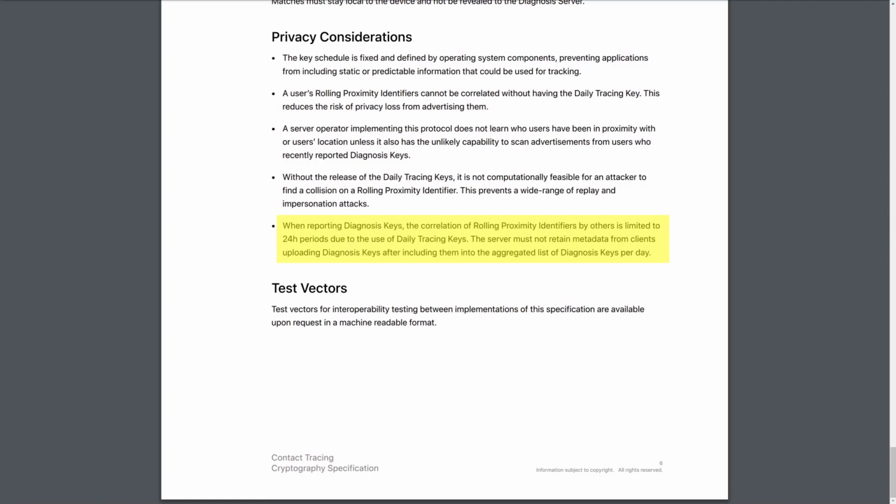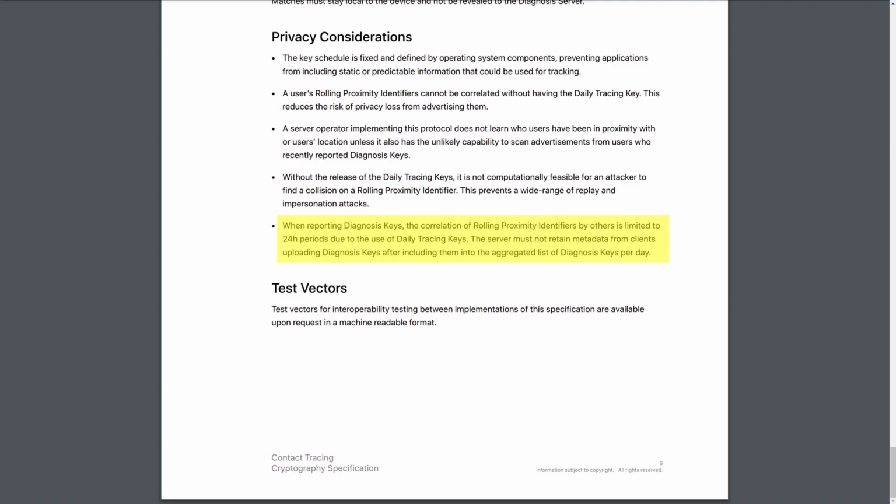When reporting diagnosis keys, the correlation of rolling proximity identifiers by others is limited to 24-hour periods due to the use of daily tracing keys. The server must not retain metadata from clients uploading diagnosis keys after including them into the aggregated list of diagnosis keys per day. What this really means is that someone retrieving daily tracing keys are able to correlate all the rolling proximity identifiers for a single 24-hour period, but they're not able to know that the new daily tracing key for a particular person for the next day is the same person.